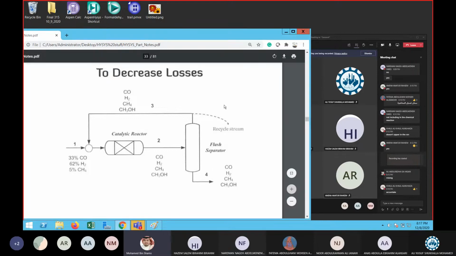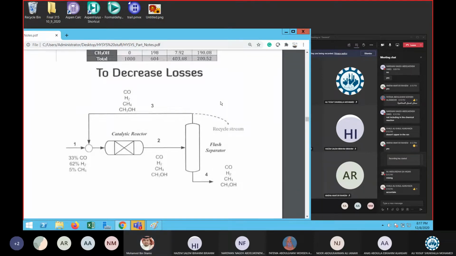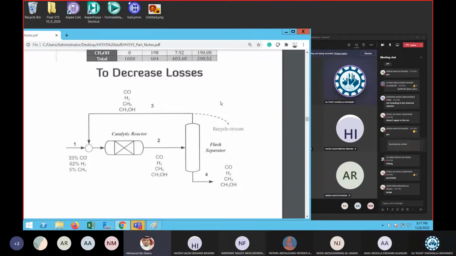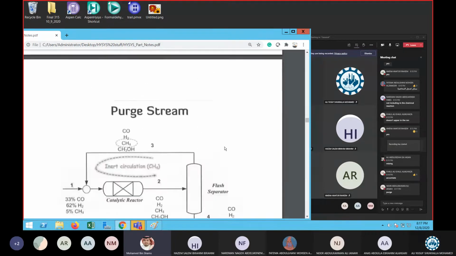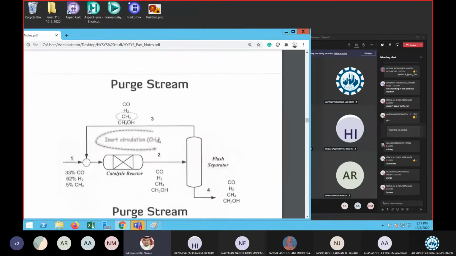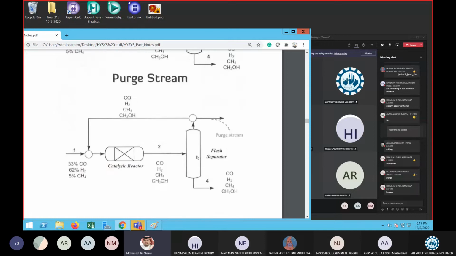So that's a problem. How to solve this problem? We can use a purge. Exactly, Ali. Noor, yes. Okay, so we have an inert circulating here, and a solution for this is that we need to purge to reduce the accumulation of the inert, as you learned from your 111 course. Now, can you see that another additional unit operation shows up here? What do we call it? A splitter. We have a splitter.